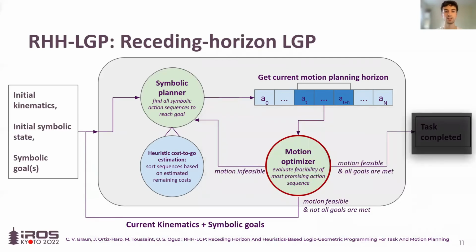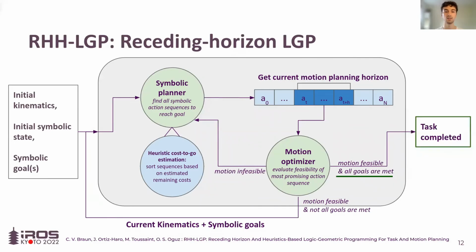Provided with such an action sequence, or skeleton, the motion optimizer then tries to find a feasible motion sequence corresponding to these actions. If no solution is found, then the symbolic planner tries to find another action sequence. If a solution is found, but the symbolic goal is not reached yet, the actions are executed and the next planning iteration is started based on the current kinematic state of the environment. This procedure is repeated until eventually the symbolic goal state is reached and the task is completed.